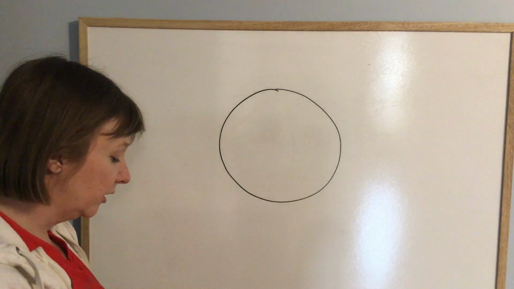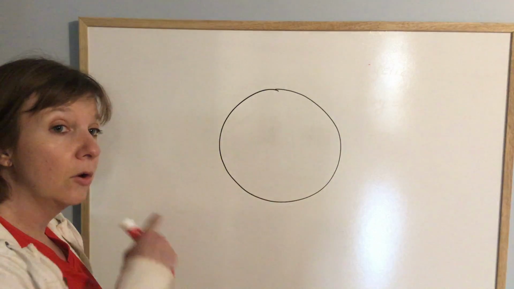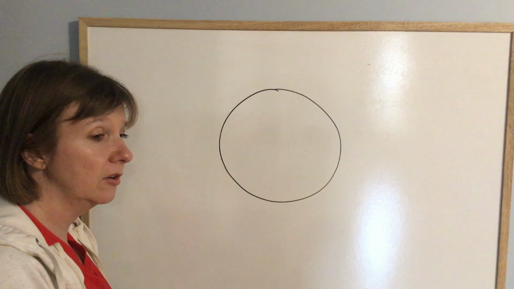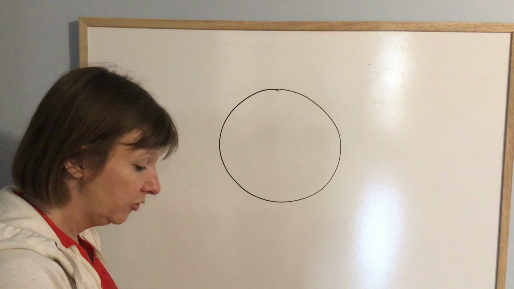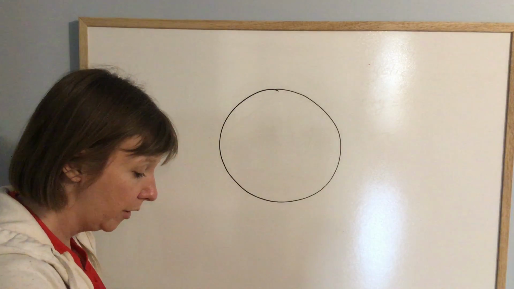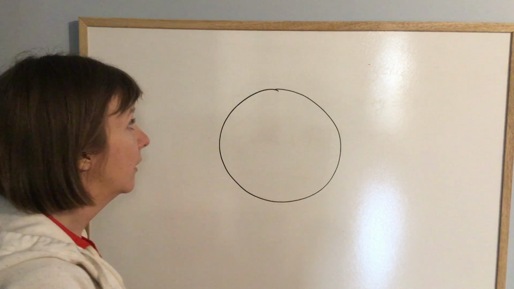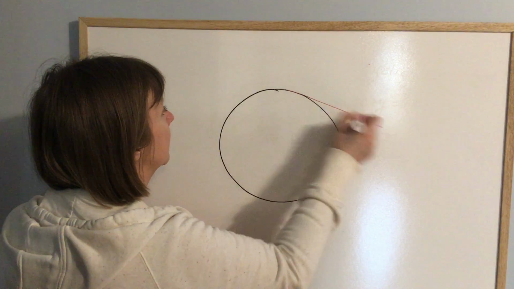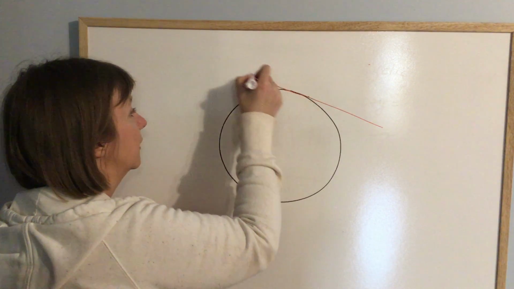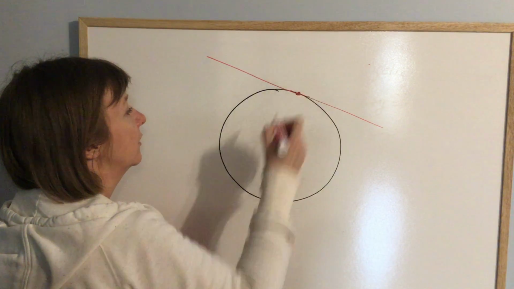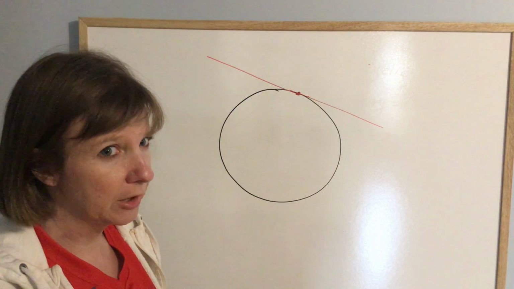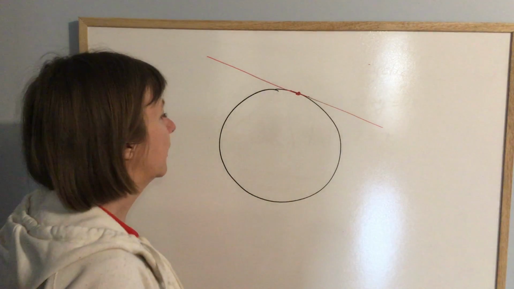So a tangent line is one that goes by the circle and touches it, but it only touches it in one spot. So a tangent line might do this, meaning it only touches it in this one spot. Now obviously it's not drawn perfectly, but that would be a tangent line.